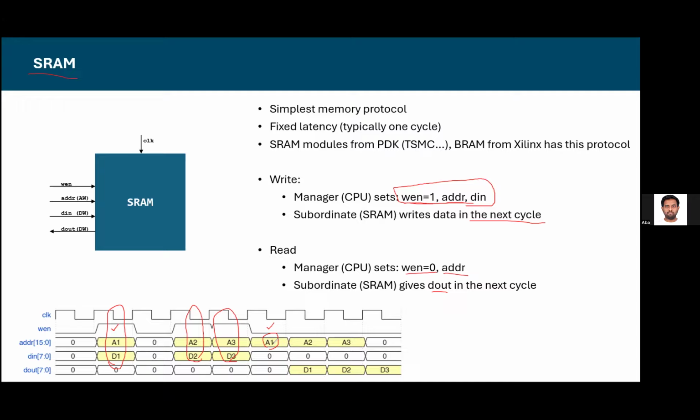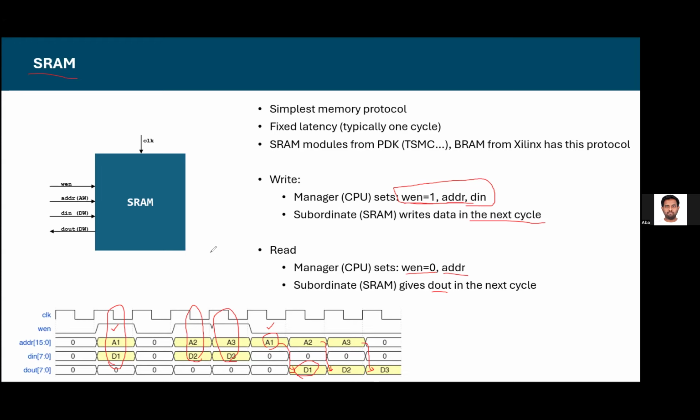A1, and you have the data coming out 1 clock cycle later. So this is the data that you wrote here. The same data comes out 1 clock cycle later. And similarly, this data comes 1 clock cycle later, and this data comes 1 clock cycle later. So this is basically the very simple SRAM protocol.